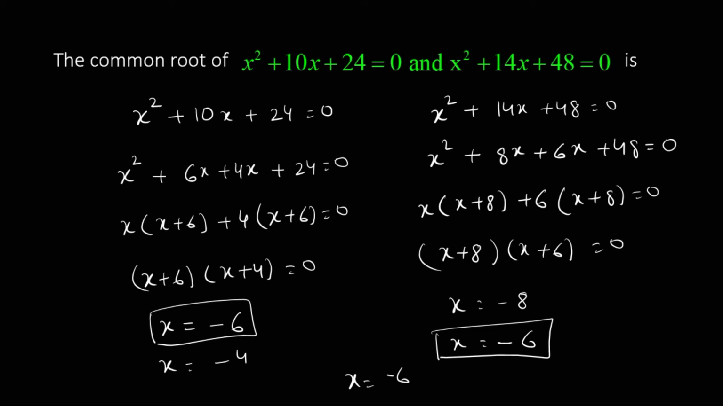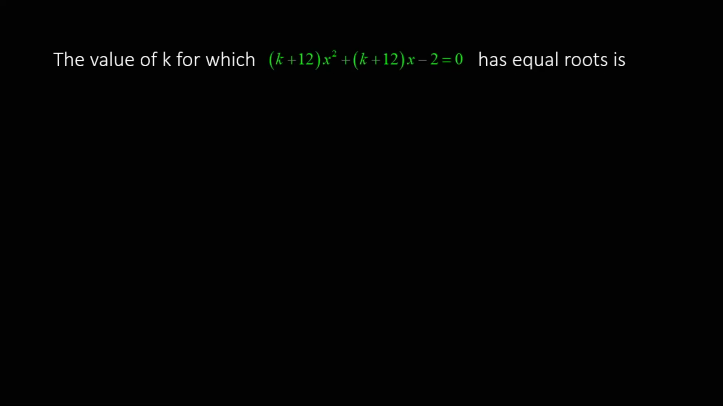Now moving to the next question. The next question is the value of k for which k plus 12 into x square plus k plus 12 into x minus 2 is equal to 0 has equal roots. Now see here, the given quadratic equation is k plus 12 into x square plus k plus 12 into x minus 2, this is equal to 0, has equal roots.